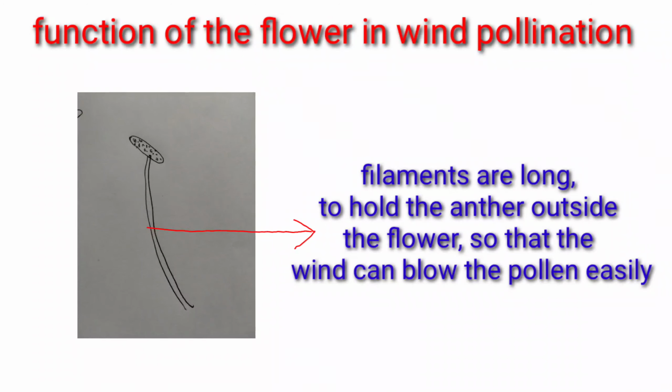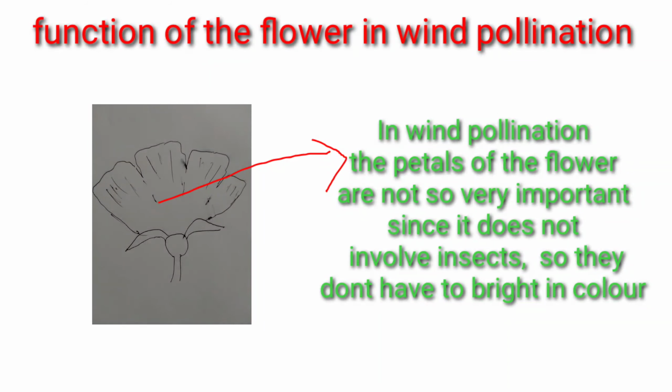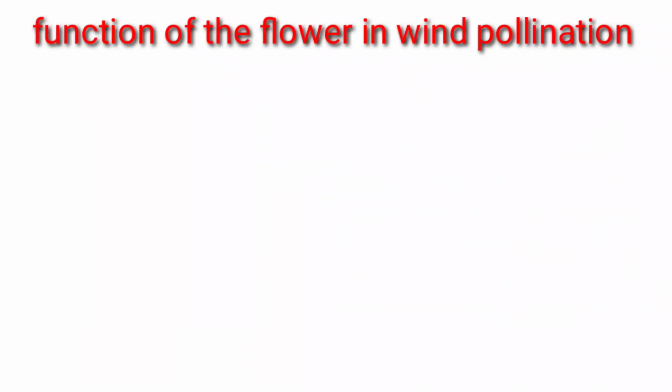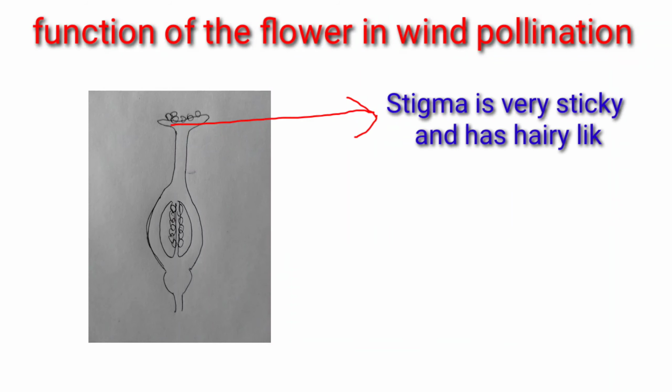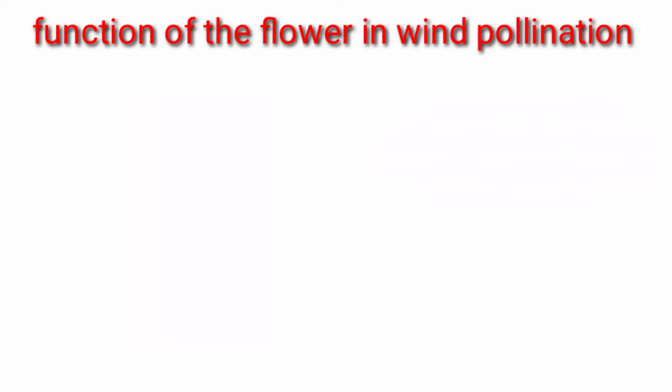If we talk about the filaments, they are long to hold the anther outside the flower so that the wind can blow them easily. In wind pollination, the petals of the flowers are not very important since it does not involve insects, so they don't have to be bright in color to attract insects. In wind pollination, the stigma is very sticky and has hairy-like features to catch the pollen easily from the wind. So these were the functions of the flower in wind pollination.